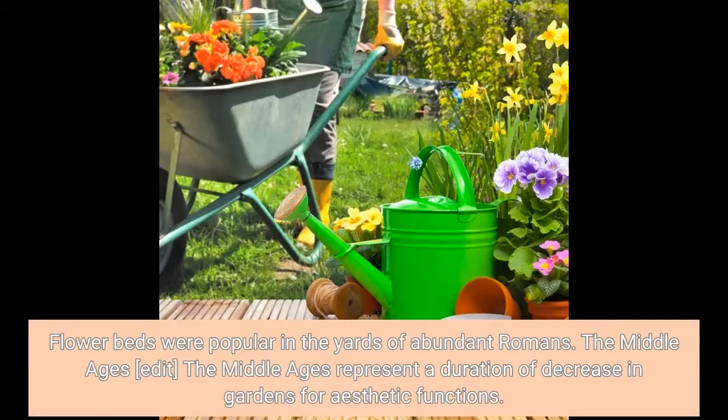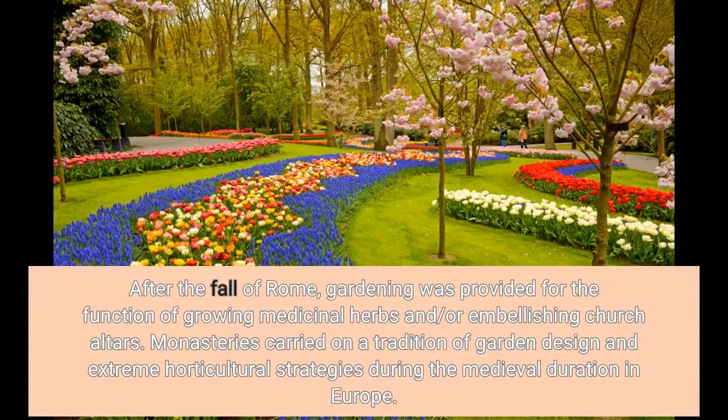Flower beds were popular in the yards of abundant Romans. The Middle Ages. The Middle Ages represent a duration of decrease in gardens for aesthetic functions. After the fall of Rome, gardening was provided for the function of growing medicinal herbs and/or embellishing church altars. Monasteries carried on a tradition of garden design and extreme horticultural strategies during the medieval duration in Europe.